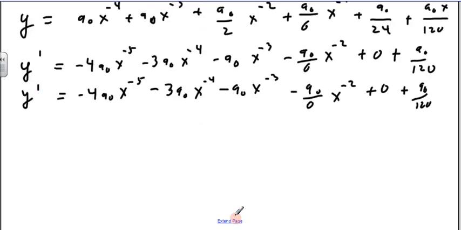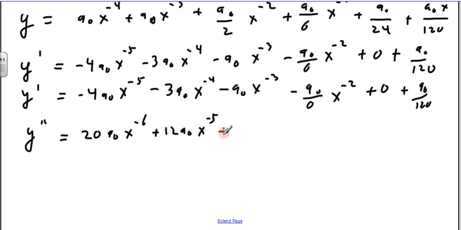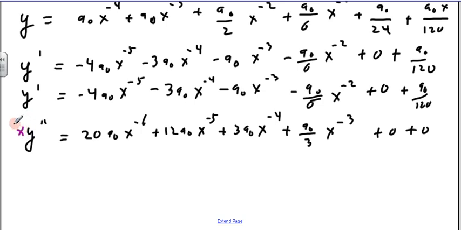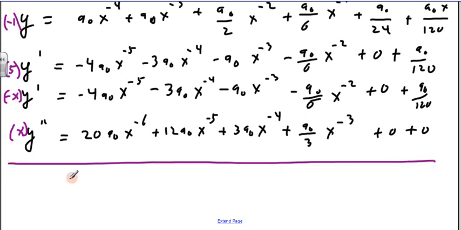Okay, then I'm going to find y double prime. 20 a_0 x to the minus 6 plus 12 a_0 x to the minus 5 plus 3 a_0 x to the minus 4 plus a_0 over 3 x to the minus 3, and so on. Okay, now we need x times y double prime, minus x times y prime, 5 of that one, and minus 1 of that one. And when we get done, we want to have 0.